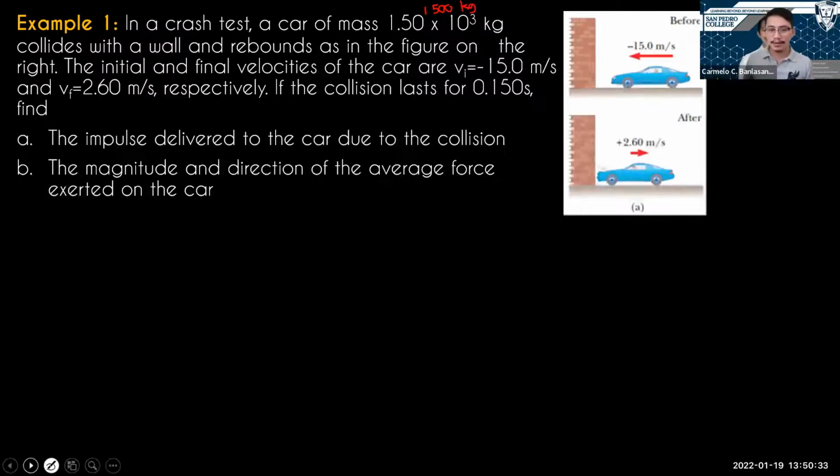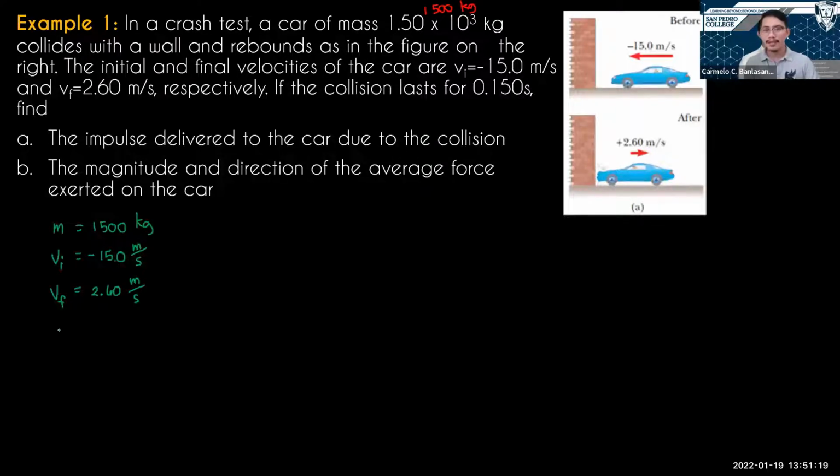So basically, meron tayong car in the crash test, the mass of the car is 1,500 kilograms, and then the car is traveling at an initial velocity of -15.0 meters per second. It is negative because it is going to the left. Okay, so tandaan ha, kapag negative, it means it is going to the left. Kapag positive, it is going to the right. That's the convention. Our final velocity is positive 2.60 meters per second. That means it is going to the right.